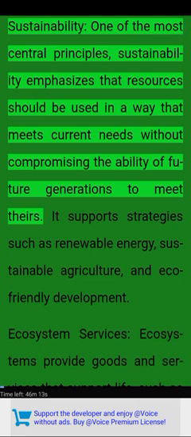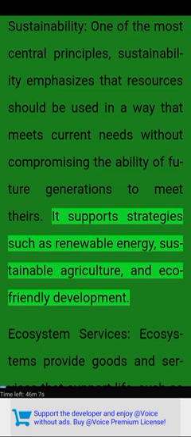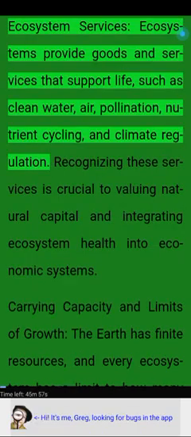Sustainability. One of the most central principles, sustainability emphasizes that resources should be used in a way that meets current needs without compromising the ability of future generations to meet theirs. It supports strategies such as renewable energy, sustainable agriculture, and eco-friendly development.